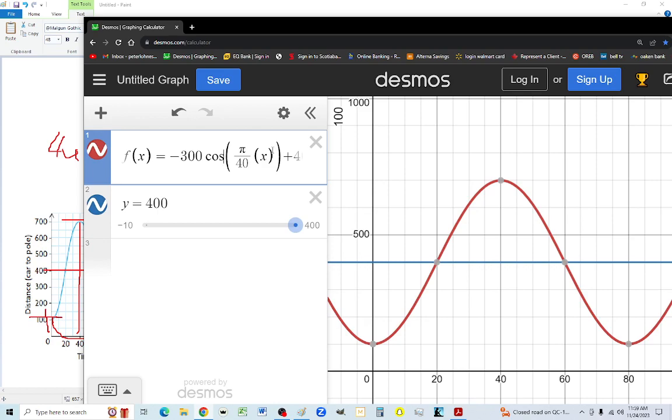All sine curves are cos curves out of phase by a quarter period. And in this case, the period is 80 seconds, so a quarter period is 20 seconds. There's the extension.